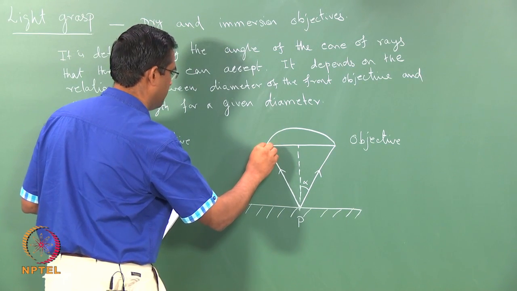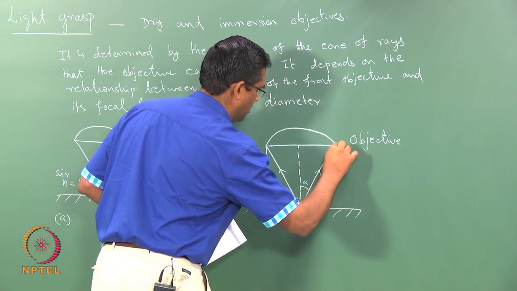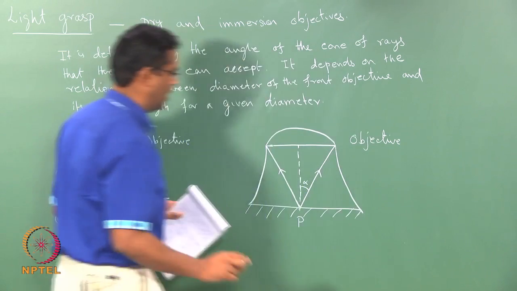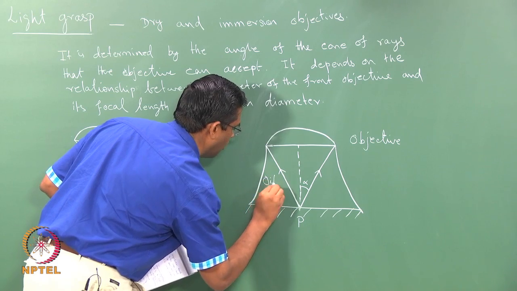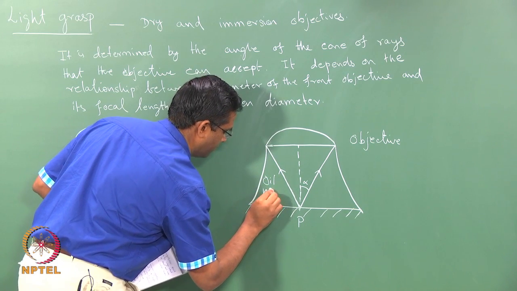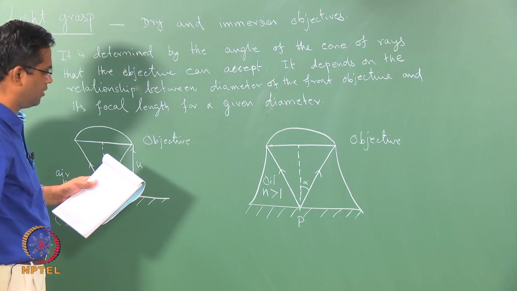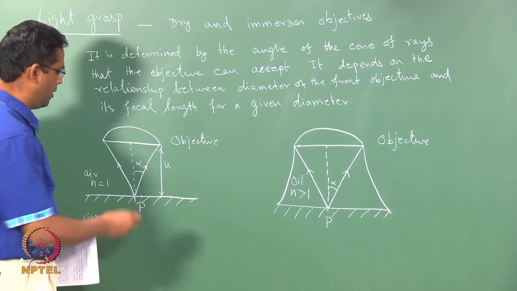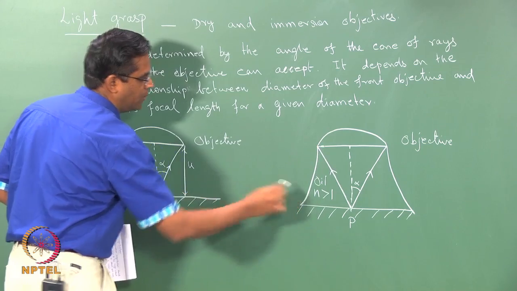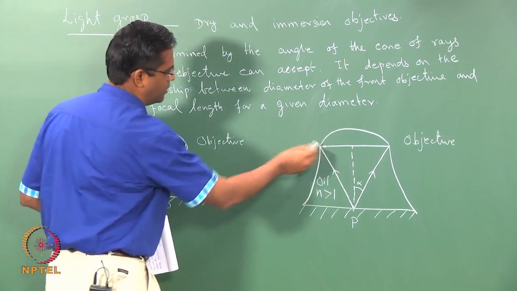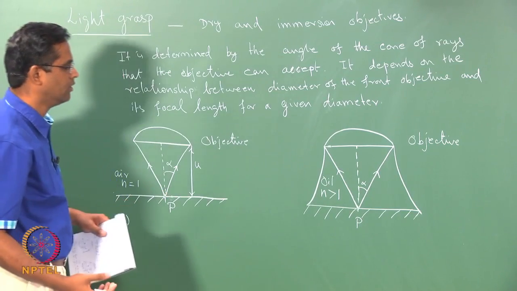This is the medium between the objective lens and the object. Let us assume this is an oil which has a refractive index greater than 1, and because of this, until this point these two are the same. Once you introduce the medium between the objective lens and an object, what happens to the collection angle?